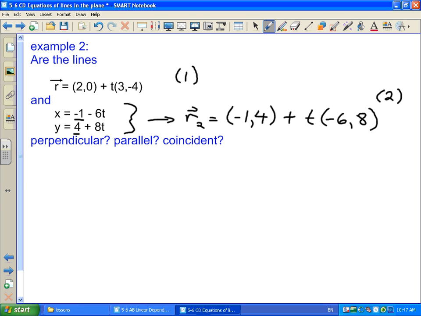So we want to figure out whether these things are perpendicular, whether they're parallel, what's going on with these two things here. Let's check first to see if they are perpendicular. The way we can check if they are perpendicular is by looking at the direction vectors.